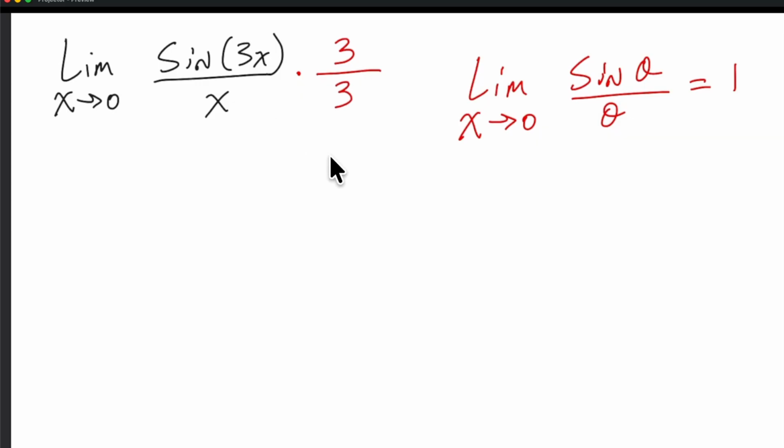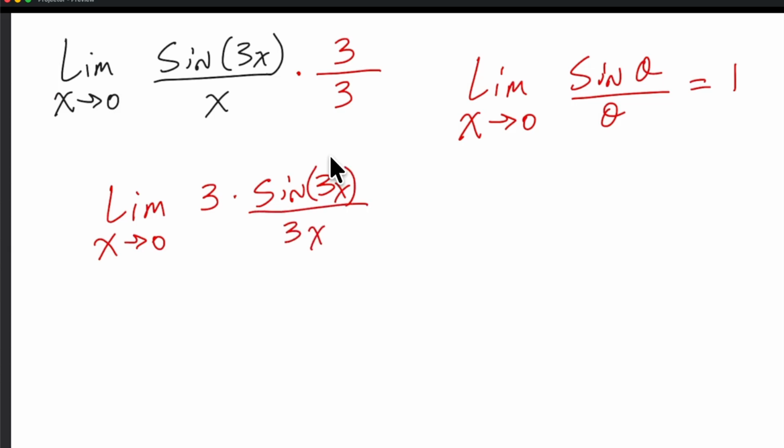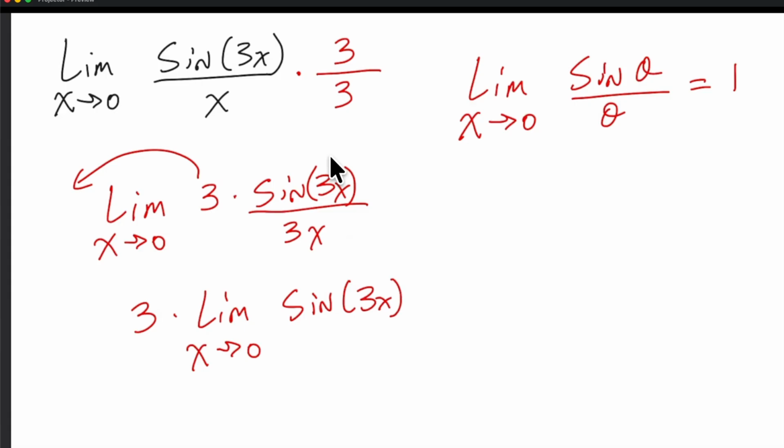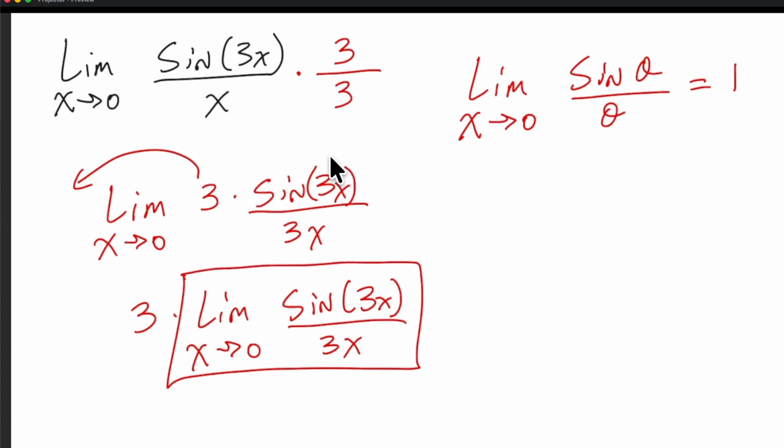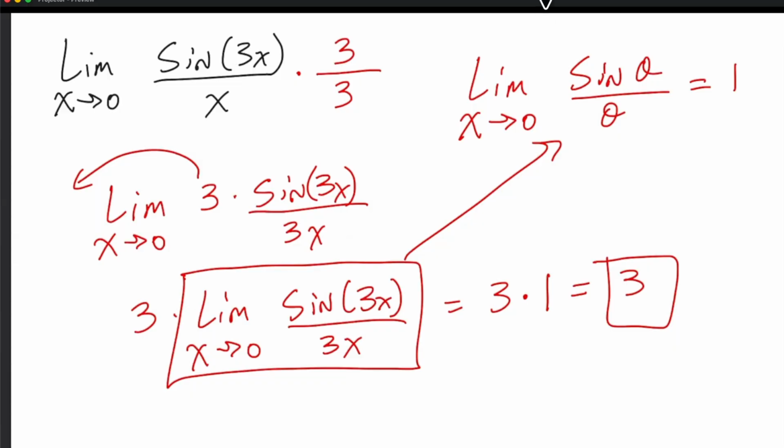So now we can rewrite this as the limit as x approaches 0 of 3 times sine of 3x over 3x. Now we can bring this outside the limit, and we have 3 times the limit as x approaches 0 of the sine of 3x as the argument, matching 3x as the denominator. Therefore, this matches one of the big five limits, so we're going to have 3 times 1 equals 3 as our final answer.